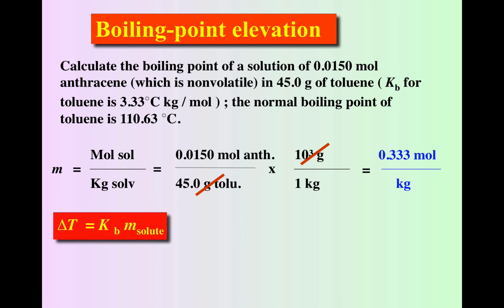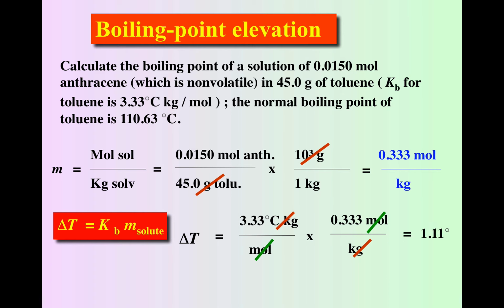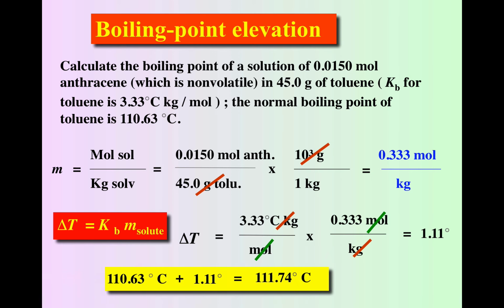Multiply the molality by the K value, and what I get out of this is how much the temperature has changed. So moles cancel, kilograms cancel. I'm left with degrees Celsius. So that's with the constant, degrees Celsius times kilogram divided by mole. Cancel everything except for degrees Celsius. So now all of a sudden, it doesn't boil at 110.63. It boils at 110.63 plus 101 degrees Celsius.